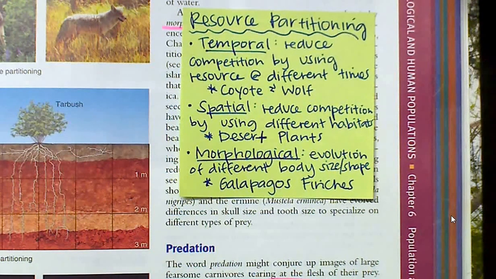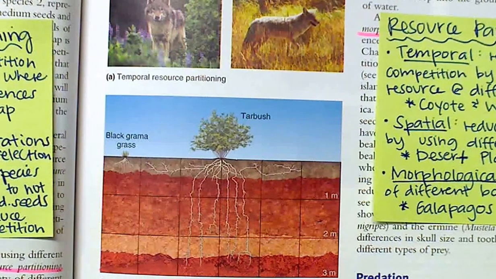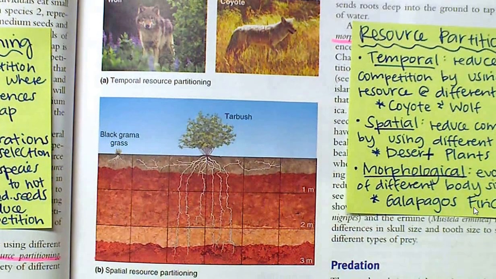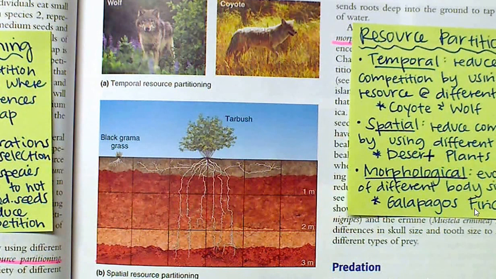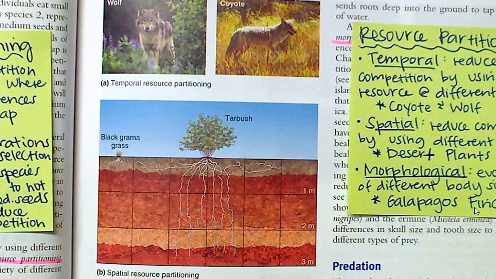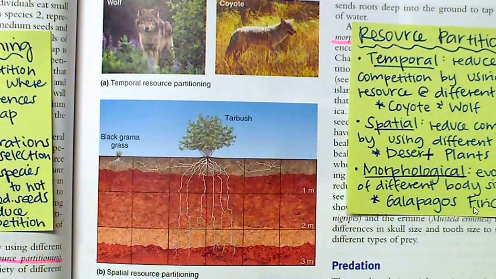Our example of this is over here, wolves and coyotes at the top. They usually live in similar environments, but they try to stay out of each other's territories. In addition, wolves tend to be more active in the early evening, whereas coyotes tend to be more active from midnight until dawn. So wolves are active during dusk, and coyotes are going to be almost completely nocturnal.